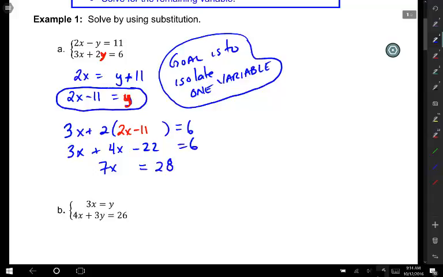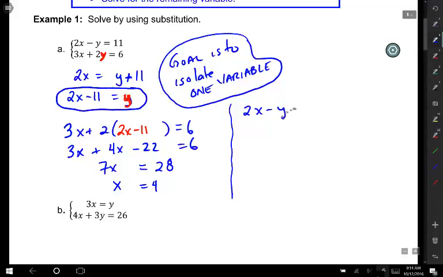Pause for a second. Good there. Next step, obviously, is what? Divide by 7, x equals 4. How much of the answer do I have? Half. Give me a little squiggle. Which equation would you say is easier to use to solve for y? The first one. So let's plug it in.